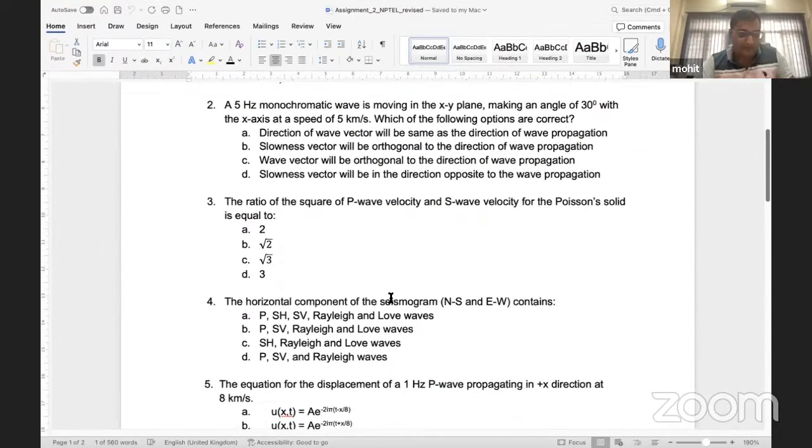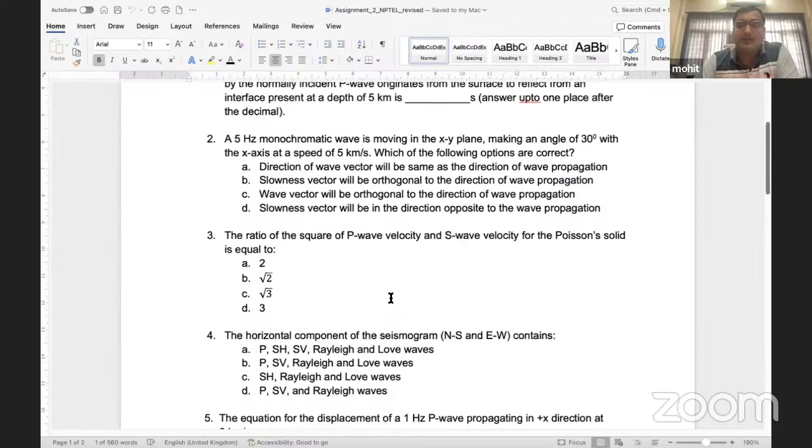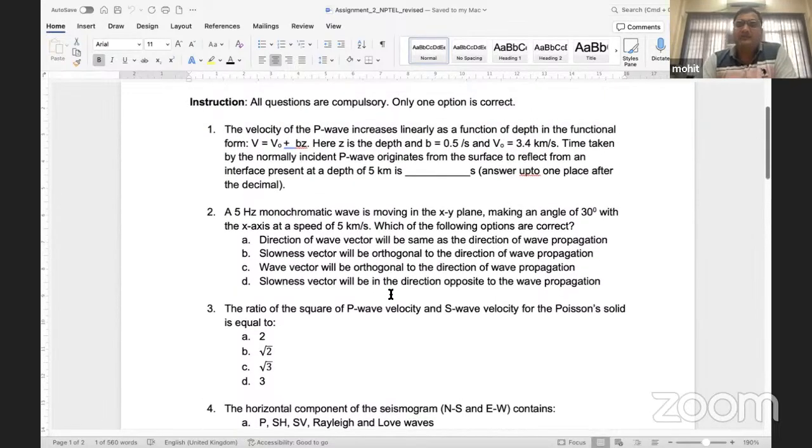Question number 2 is very simple. The numbers are given just to confuse you, but if you look at the options, it says the direction of the wave vector will be the same as the direction of wave propagation. The wave vector, wave number vector, and the slowness vector all have the same direction. So option A is correct.